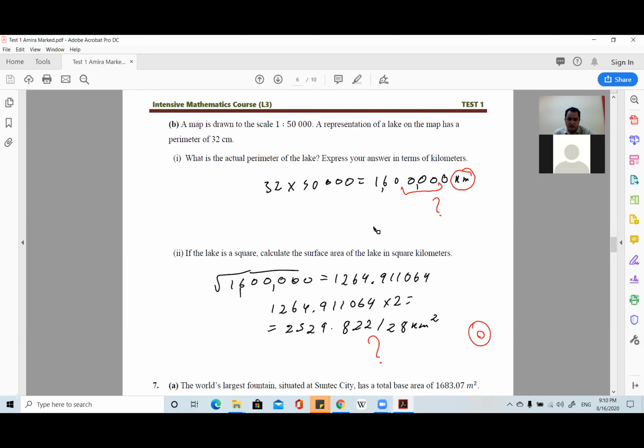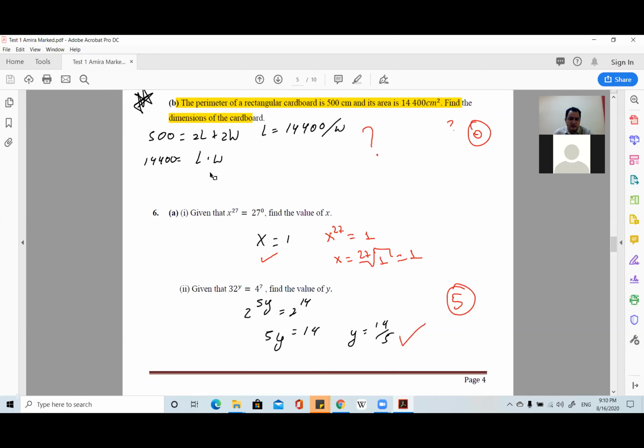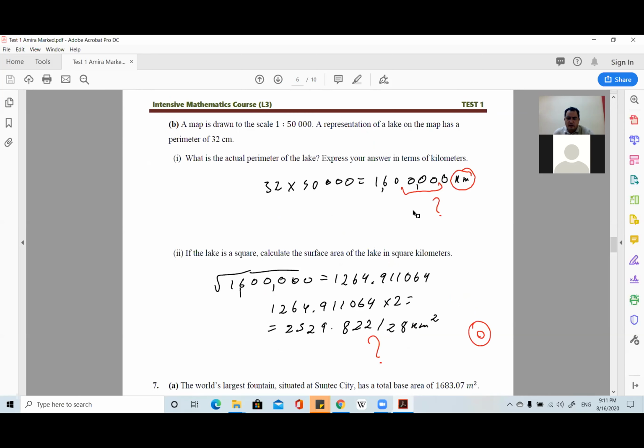You will do this a bit later because also 6B, this 6A, 6B, right? That is wrong because you confuse with units here. Actually, you're supposed to write here centimeters. So a map is drawn to the scale 1 to 50,000. It's a ratio, right? Ratio means units are the same. That's why we cancel them out. That means if it is 1 centimeter, that is 50,000 centimeters. So if you just change this into kilometers, right, at that time it will be 16 kilometers.